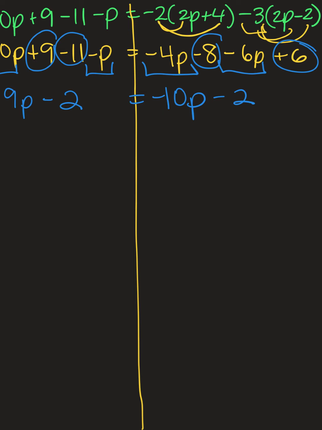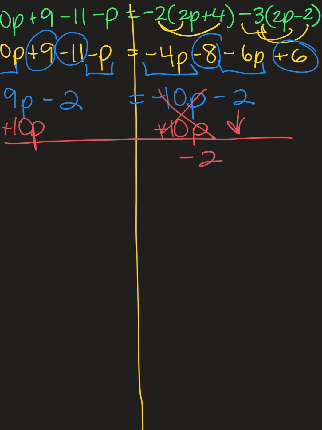Continuing on, now I have variables on both sides. I need to get all of my variables on one side. To do that, I am going to add the smallest variable, so the one that is more negative in this case. So I add 10p to the left side. I still am left with negative 2. And over here I'm left with 19 p's, and of course also still left with negative 2.